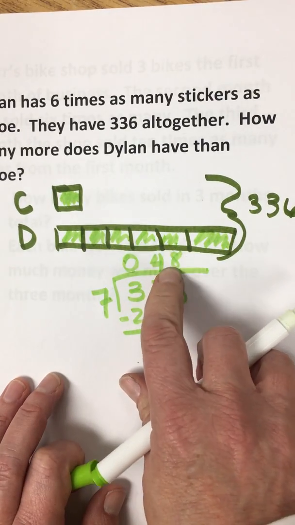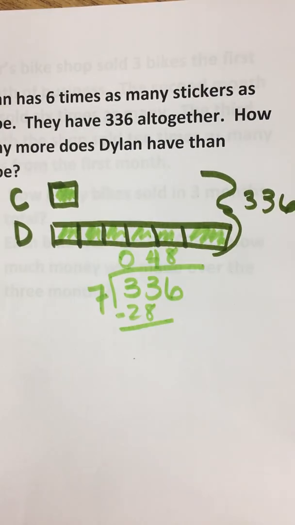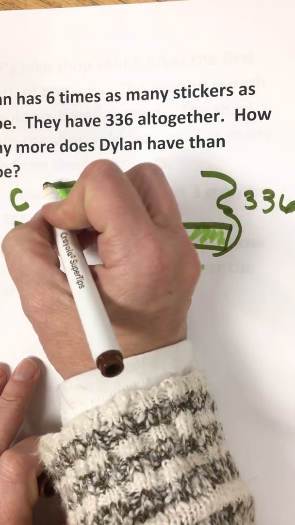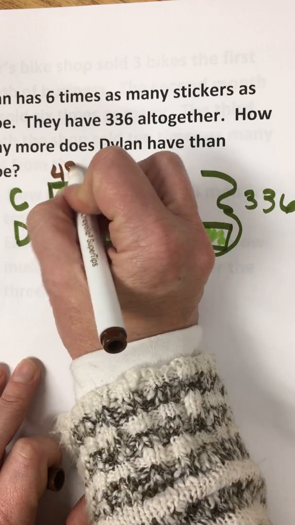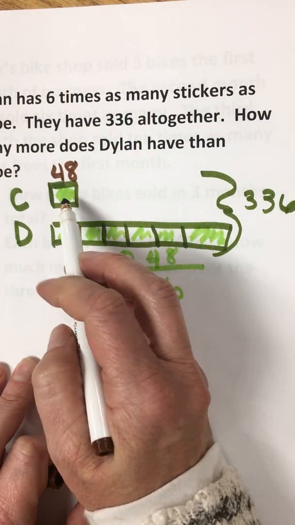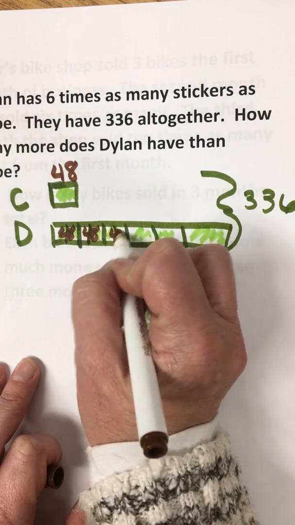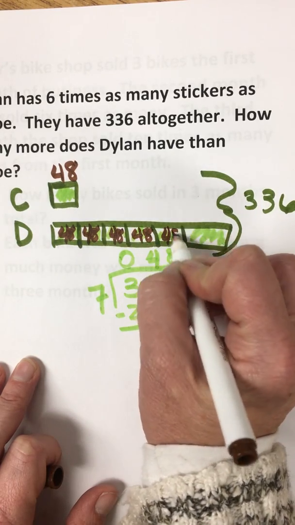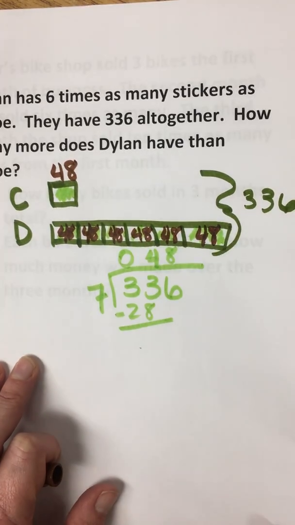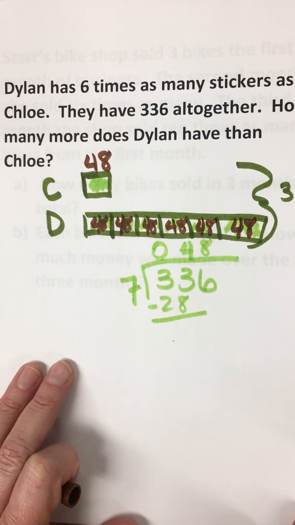So that 48, what does that mean? Well, the 48 means that each piece here has the value of 48. So if this is 48, then this is 48, and that was 48, and that is 48, and that is 48. Fast forward. Okay, so now can we answer the question?